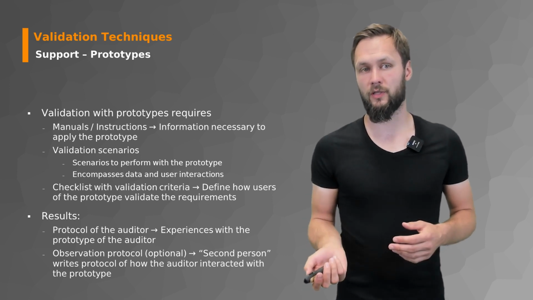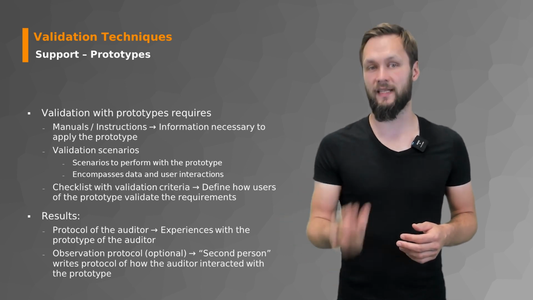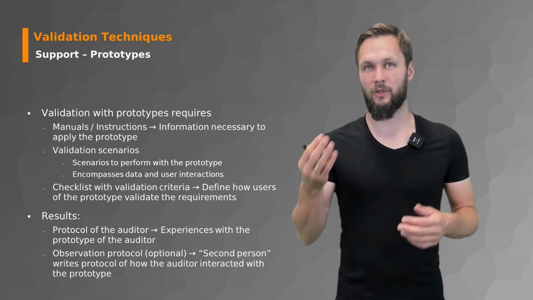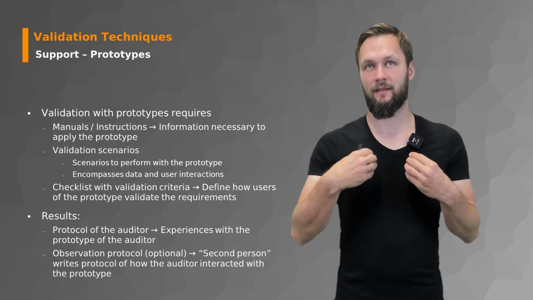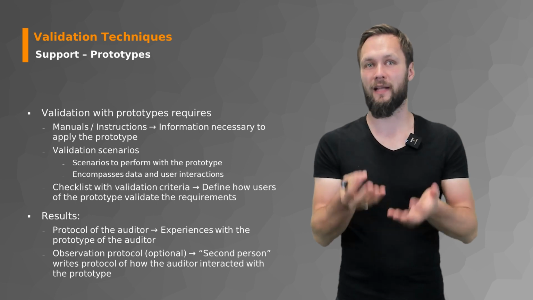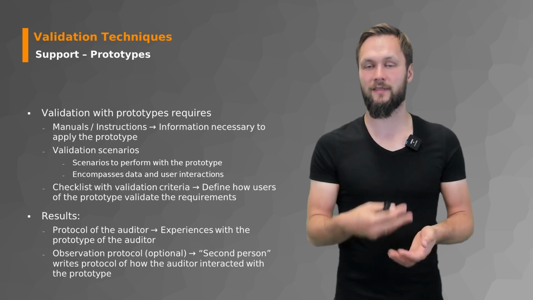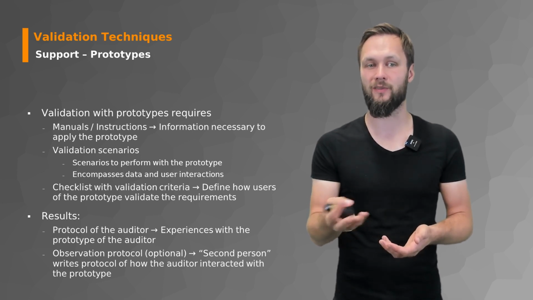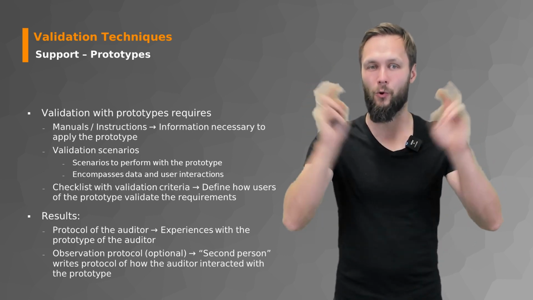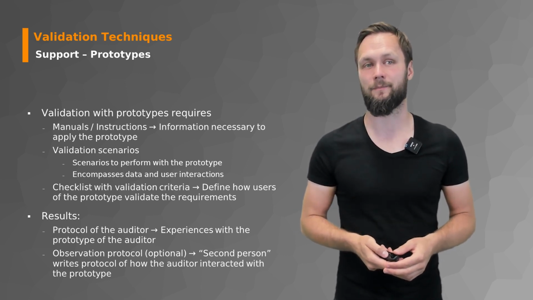And what is optional could be an observation protocol if you're not only having the person using the prototype, but also a second person that writes down how the auditor interacted with the prototype. Because the inside experience of the auditor might be different or look different to the outside. Maybe the person was very much involved, but for the second person outside that knows how the thing is supposed to be used, they notice a lot of things where they say, look, this was not our intention, he used it wrong or differently. So the second person can give you really interesting insights here.